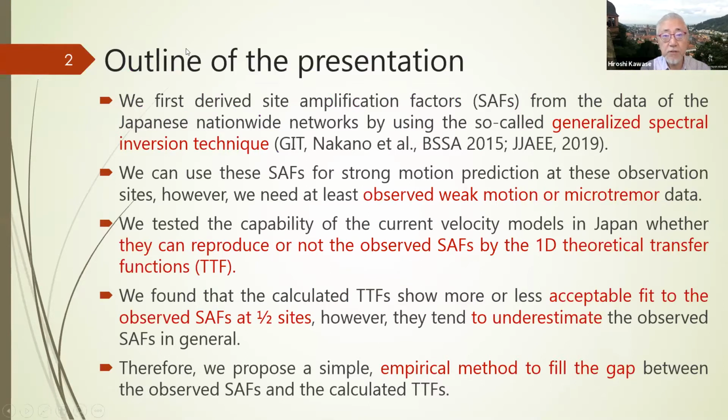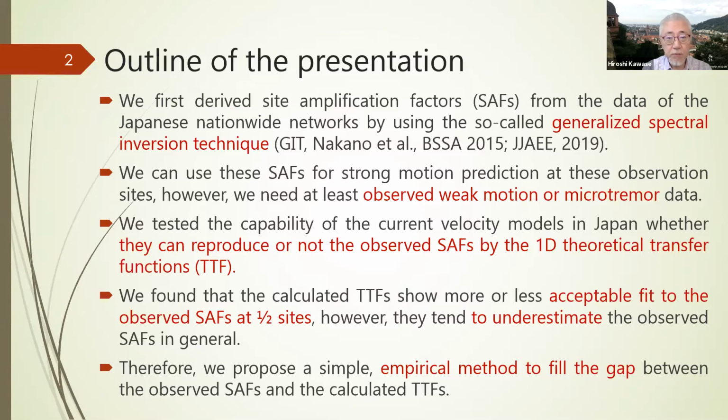We first derived the site amplification factors, here called SAF, from the Japanese nationwide networks by using the so-called generalized inversion technique, hereafter GIT. And we can use these SAFs for strong motion prediction at a target site. However, we need at least observed weak motion or microtremors to get site amplification factors.